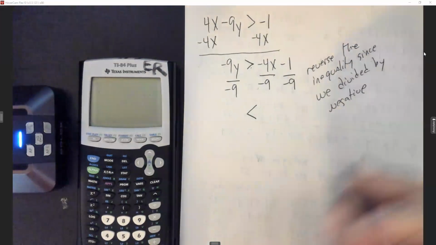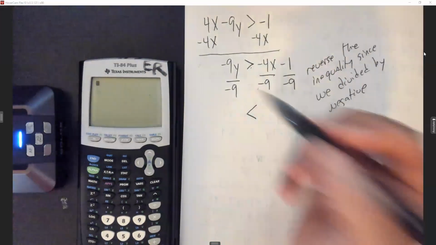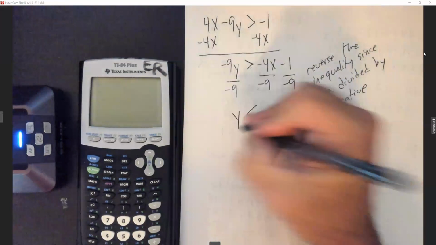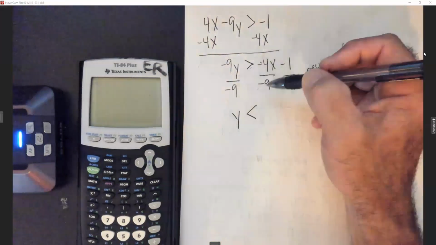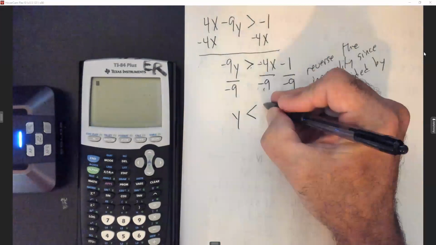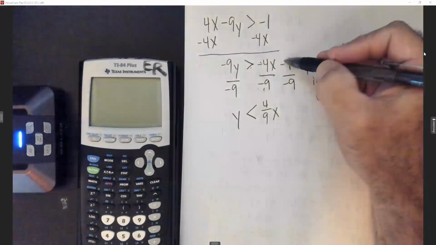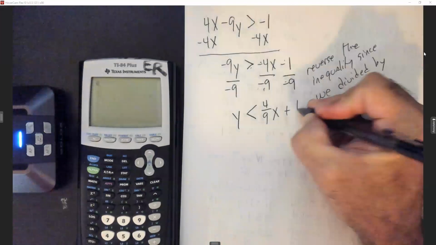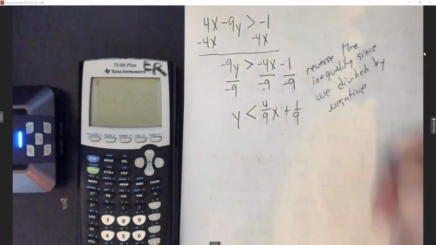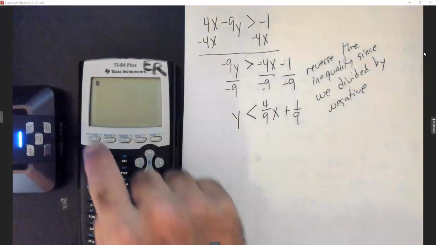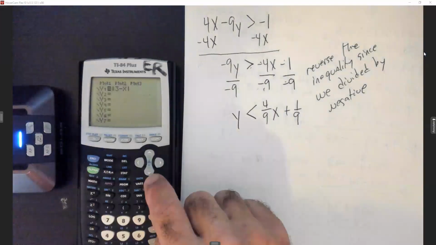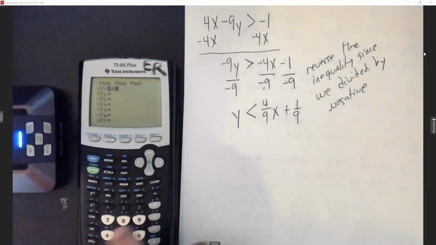All right, so -9 divided by -9 makes that a y, is now less than. Negative divided by negative makes that a +4/9 x. And then a negative divided by negative makes that a +1/9. So easiest thing, go to y equals, hit clear, and we'll put in 4 divided by 9, then the x, plus 1 divided by 9.